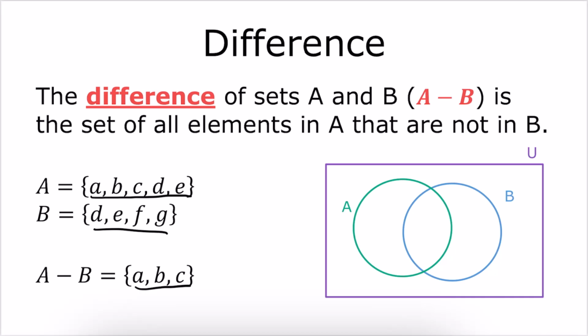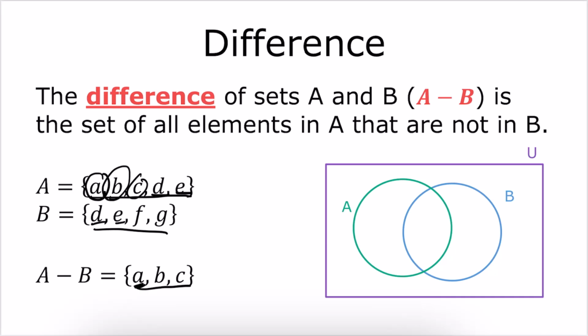So you could check this one by one and say, okay, the letter A, that's only in set A and it's not in B. And so that means it goes into the difference of A and B. Same thing with B and C. Those two letters are in A but not in B. However, D and E do not go into the difference of sets because D and E are also in B. And the difference of the sets is going to be the set of all the elements that are in A that are not in B.